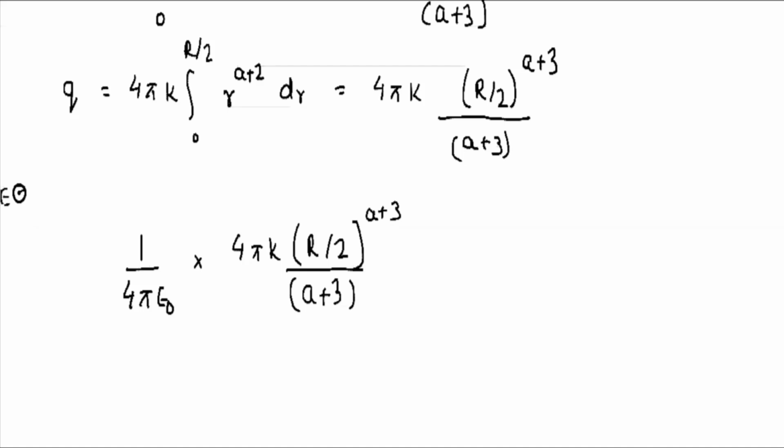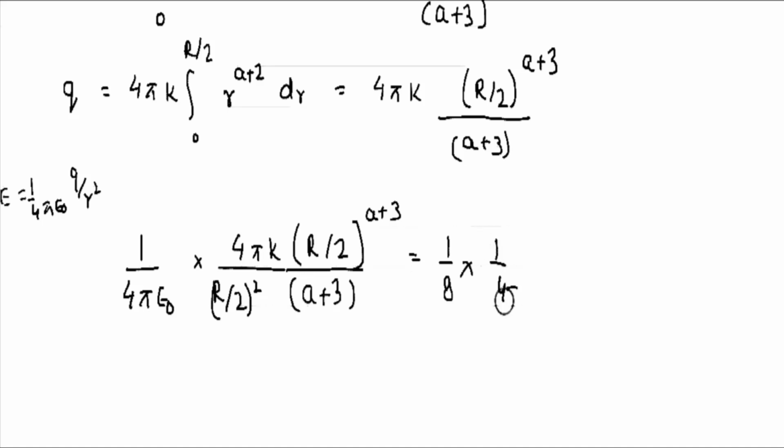So the electric field is written as 1 by 4 pi epsilon, then q divided by r square. What is the distance? We are calculating this value for R by 2, so we divide by R divided by 2 squared. We can write it like this. Now this value is 1 by 8 of the electric field at the surface, so it would be 1 by 4 pi epsilon, similar to this. Now what is the value of the charge at the surface? It is the total charge, whose value is 4 pi k, then R to the power a plus 3, divided by a plus 3.